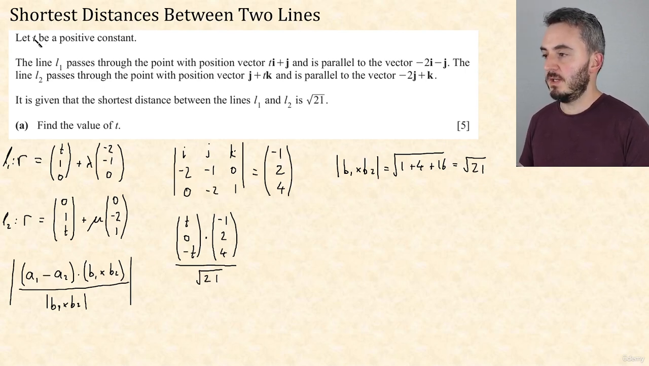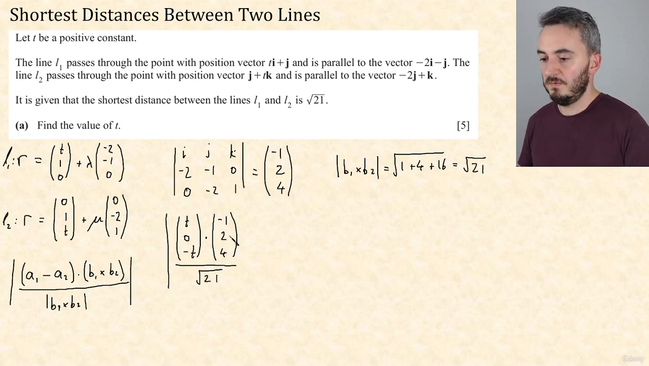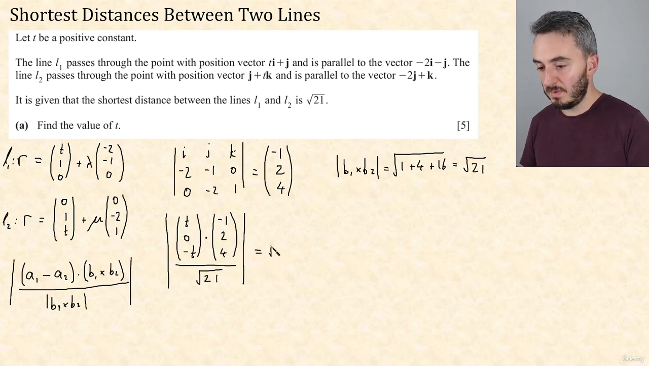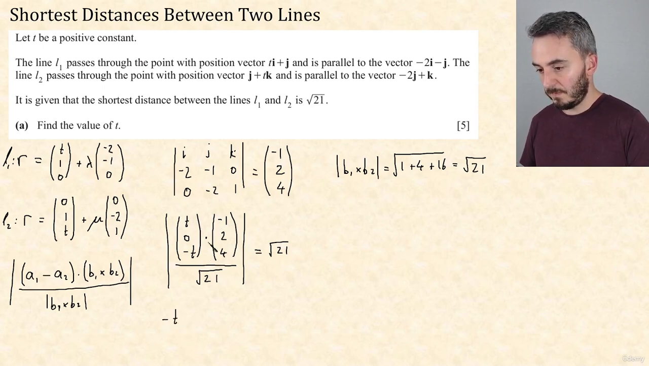Now notice that it says let t be a positive constant. Since this is in a modulus here, this is the point where we would actually end up with two values of t probably, and we'll just have to take the positive one. Let's see how this goes. If I multiply through by the root 21, I just get 21 over here. I've got the dot product up here. What does that give me? It gives me minus t plus 0 minus 4t. And it's the modulus of that which equals 21.